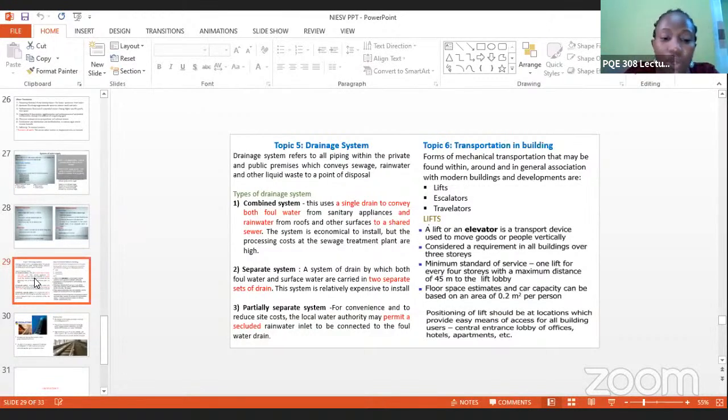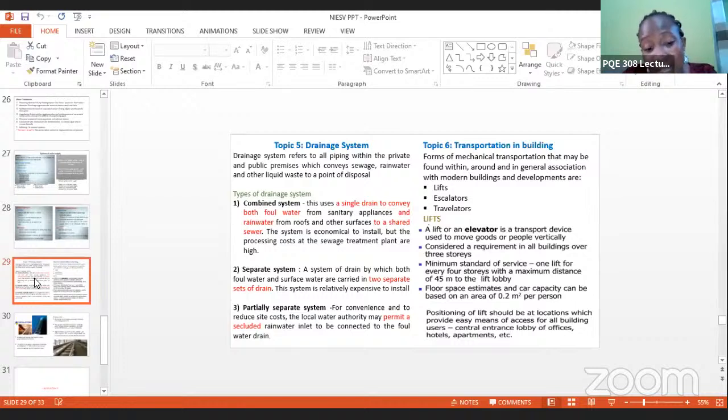Now, the third one is partially separate system. That is for convenience and to reduce site cost. The local water authority, I actually don't know if our local water authority functions in this country, because they are supposed to oversee how we connect. That is why on our street, you see how people connect and how people dispose of their wastewater. Someone's wastewater is going to be disturbing another person in his house, simply because we don't have authority to oversee how we separate our wastewater.